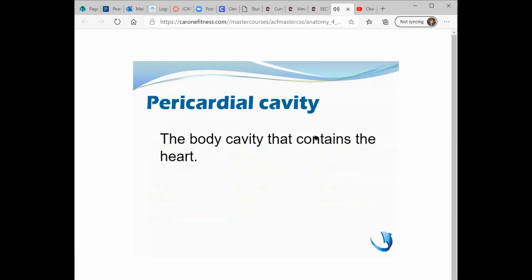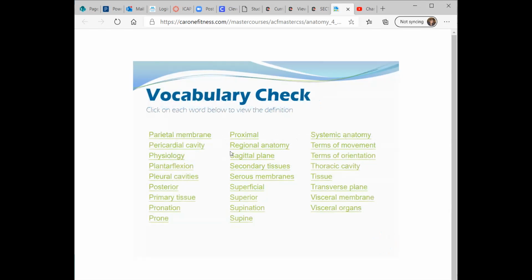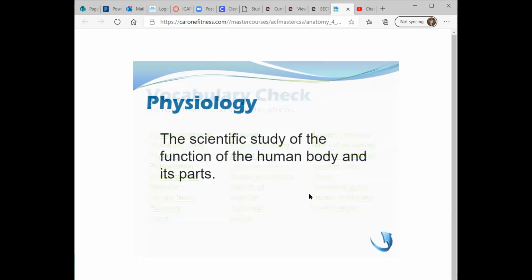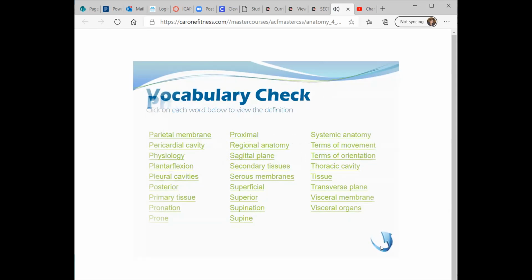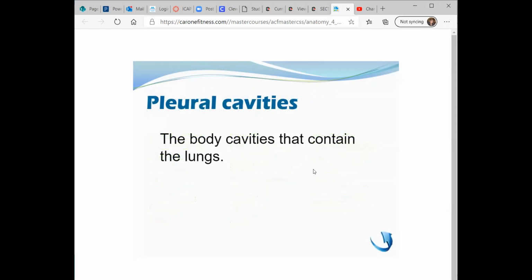Pericardial cavity, the body cavity that contains the heart. Cavity, cardial, think cardio. That refers to the heart. Physiology, study of the function of the human body and its parts. Plural cavities. The body cavities that contain the lungs.